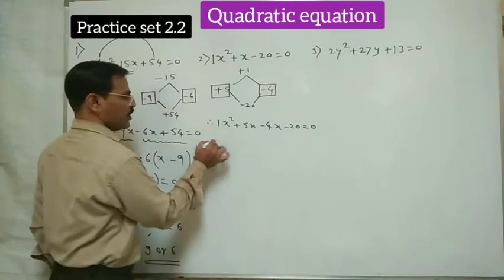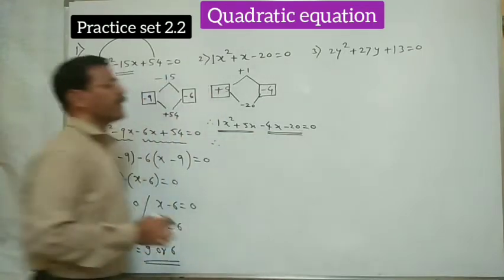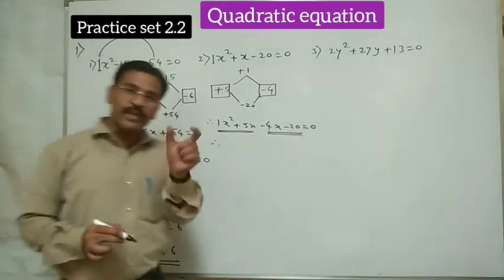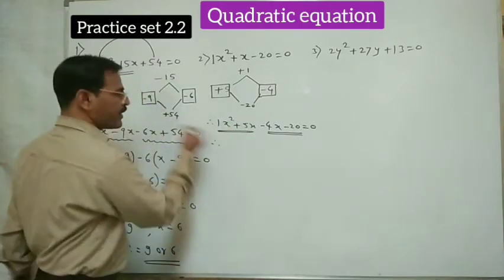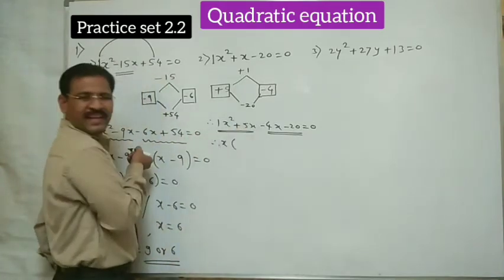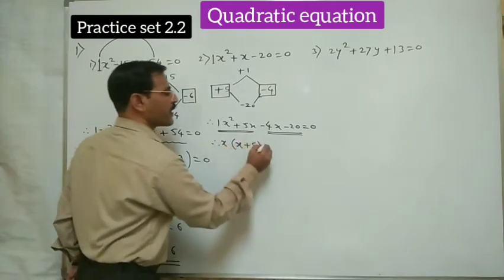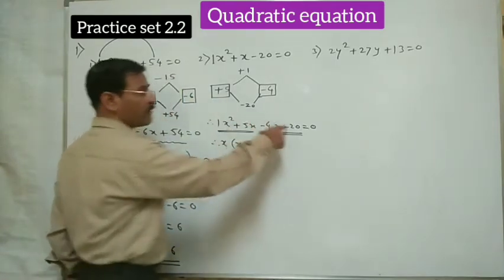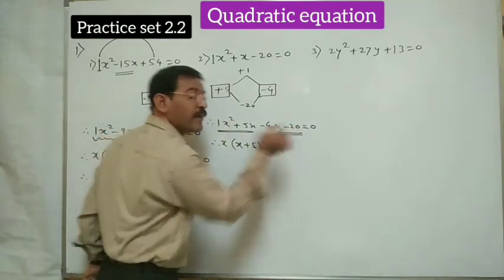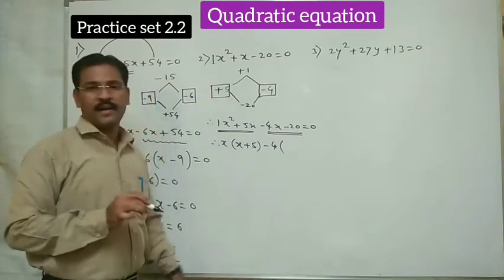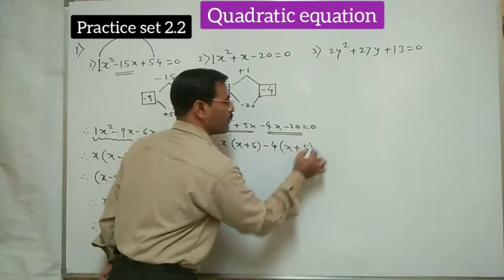Very similarly, after splitting we get the 4 parts, and out of those 4 parts we take the first 2 and the last 2. Take x common here, x remains, plus 5 remains. Now here minus, again minus, means we have to change the sign of the fourth one. So I will take 4. Why 4? Because 4 fives are 20.